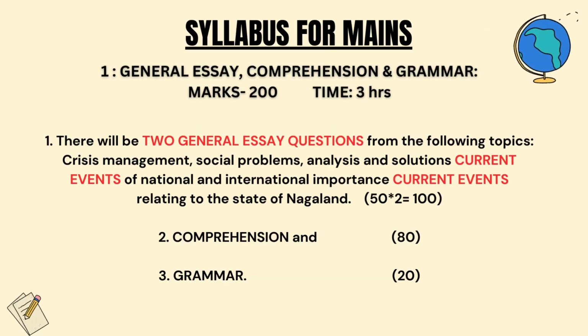Now let's talk about the syllabus for mains. 1. General essay, comprehension and grammar. Marks 200, time 3 hours. There will be 2 general essay questions from the following topics: crisis management, social problems, analysis and solutions, current events of national and international importance, current events relating to the state of Nagaland. 2 questions each for 50 marks, total 100 marks. 2. Comprehension, 80 marks. 3. Grammar, 20 marks.